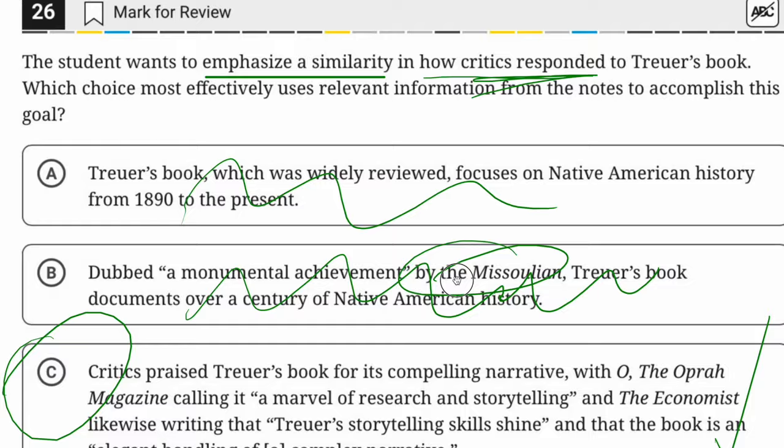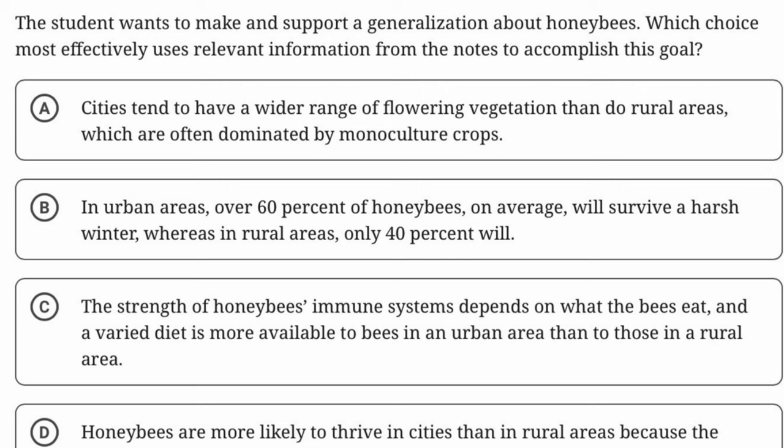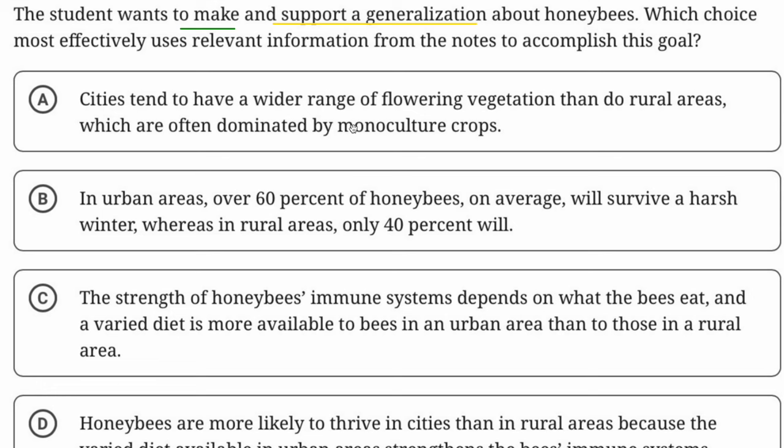And then finally, the student wants to make and support a generalization about honeybees. When they ask for two things like this, that's something you definitely want to be aware of, because one way they come up with incorrect answers on a question like this is to give you something that does one of those things. Maybe it does one of those things really well or really vividly, and you might be tempted to pick that answer choice, but you have to make sure it does both things.